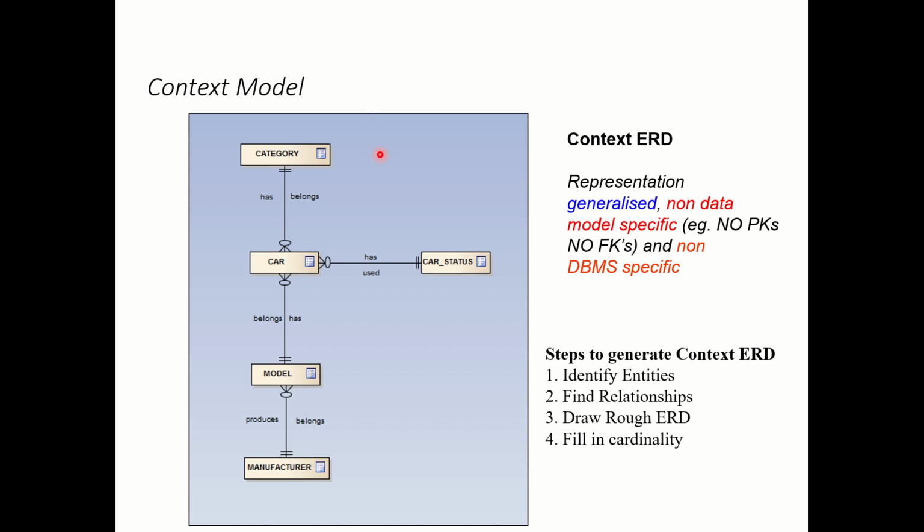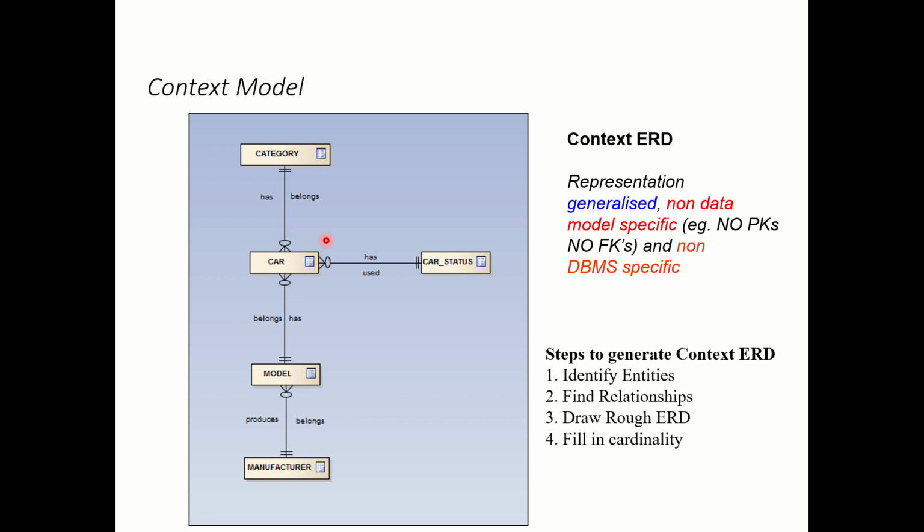So now coming to the context model. How can you actually create the context model? They have come out with a simple set of steps. Say you are given a particular scenario. What you have to do is identify the entities, then identify all the relationships, then draw a rough ERD and fill in the cardinality. Cardinality is one to many, many to one, and all those things. This is what you have to do to come out with a context model.